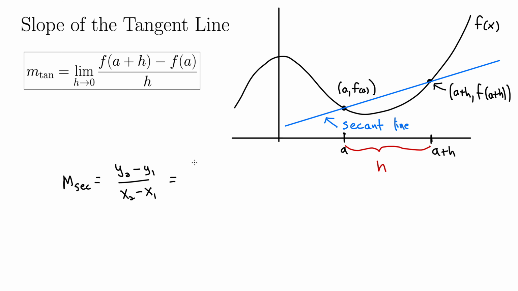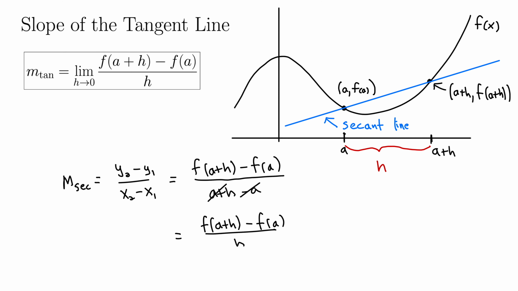Okay, so let's write this as f of a plus h minus f of a all over a plus h minus a. And of course, notice that the a's cancel out in the denominator, giving us exactly what we need. f of a plus h minus f of a all over h. So that's the secant line.